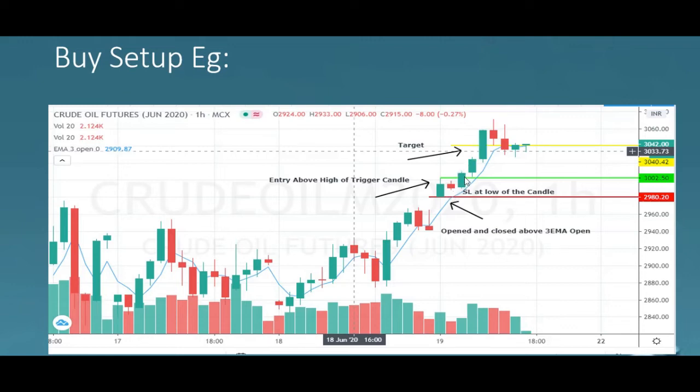After that move happens, you can trail your SL, and if you are trading with multiple lots, you can book profit on half. If you are trading with 10 lots, you can book 5 lots at this level and keep on trailing your SL so that you can get some more points. Here we booked at the level of 3040, but it made a high of about 3065 in this candle. So this is an example of buying crude oil.